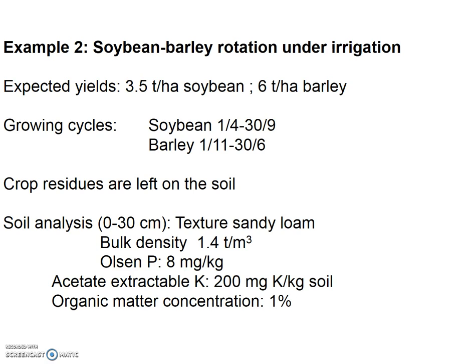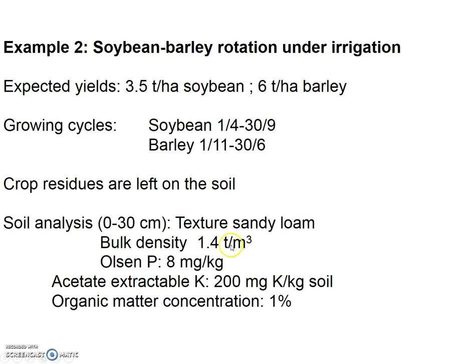The second example is a soybean barley rotation under irrigation. The expected yields are 3.5 tons per hectare for soybean and 6 tons per hectare of barley. The growing cycles go from April to September for soybean and November to June for barley. In this case, the crop residues are left on the soil.